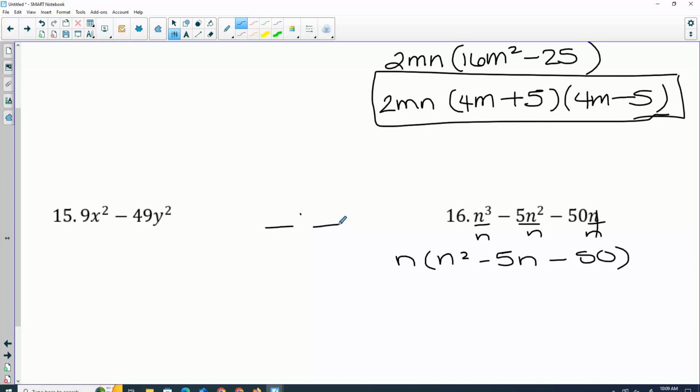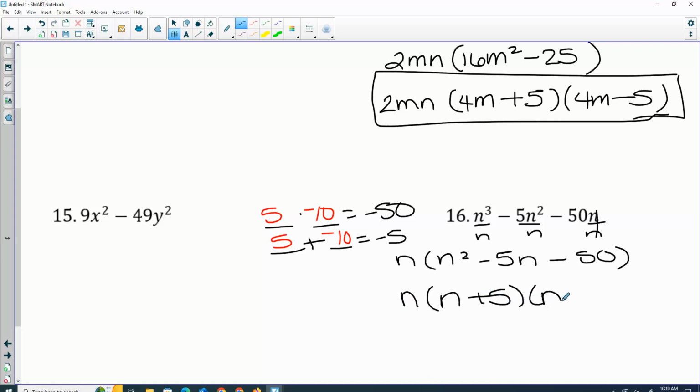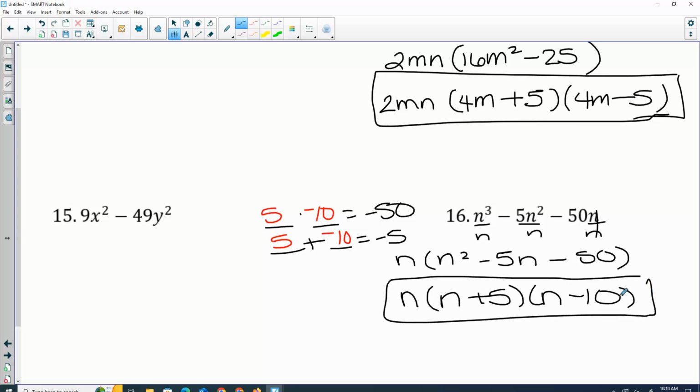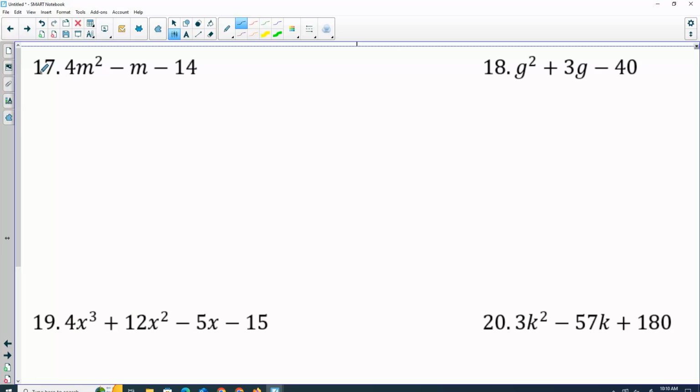Now we're factoring. What multiplies to negative 50, adds to negative 5? Positive 5 times negative 10. Positive 5 plus negative 10. So the n we took out stays. Then we have an n plus 5 and an n minus 10.